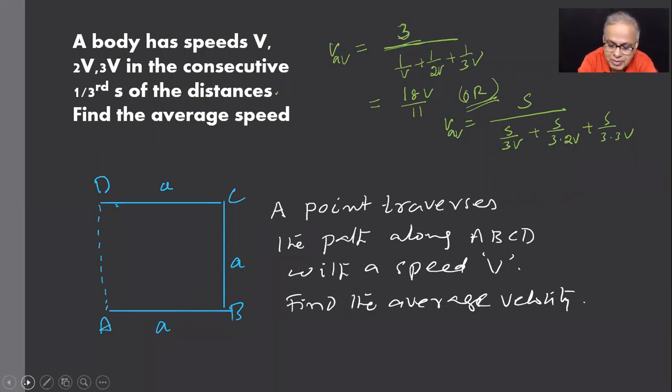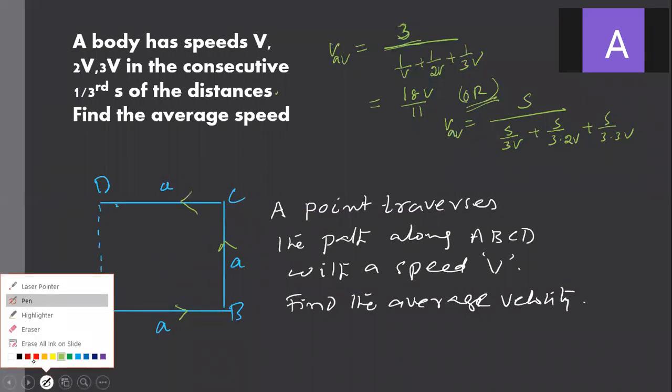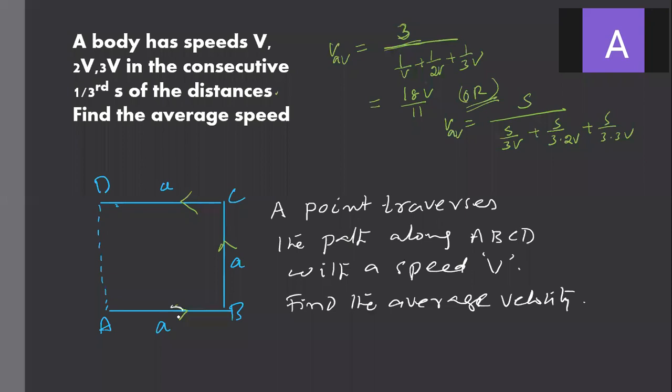Now, tell me, Bhuvana, what shall I do for this? A point traverses the path along A, B, C with speed V. Take this is the path. Right? It's going like this, A to B, B to C, and stopping there. So displacement is how much, children?